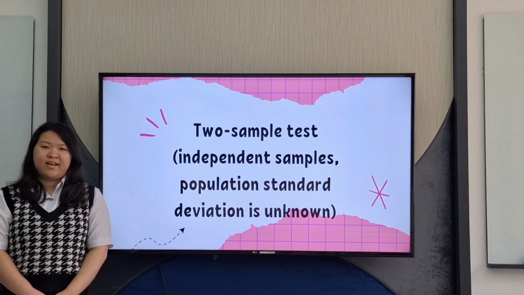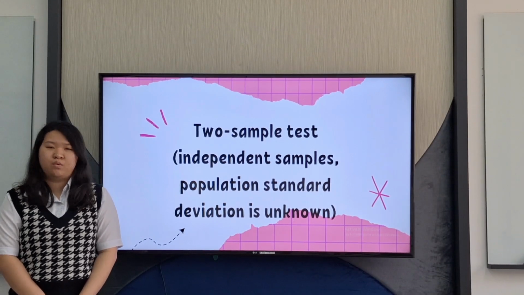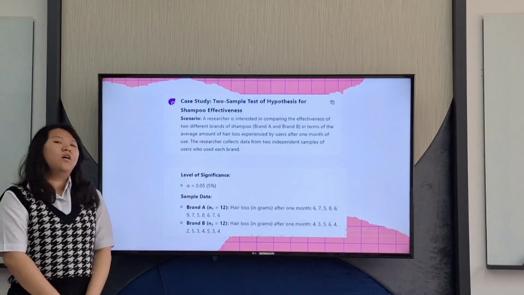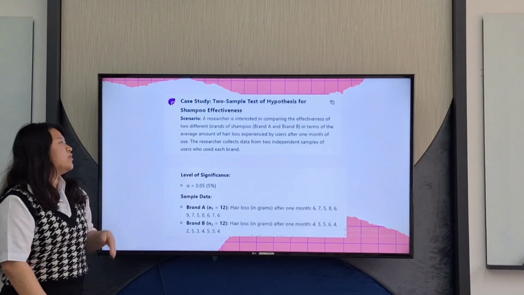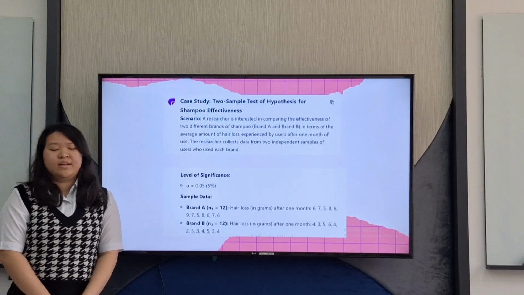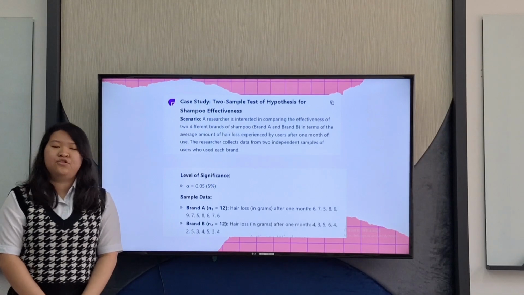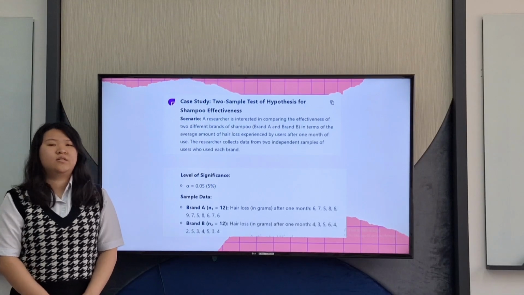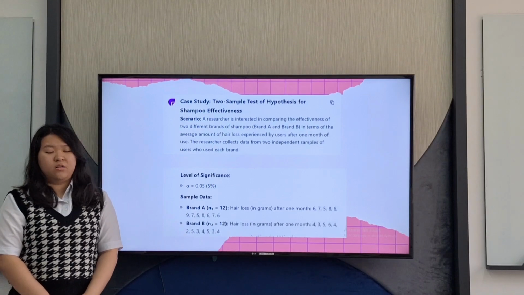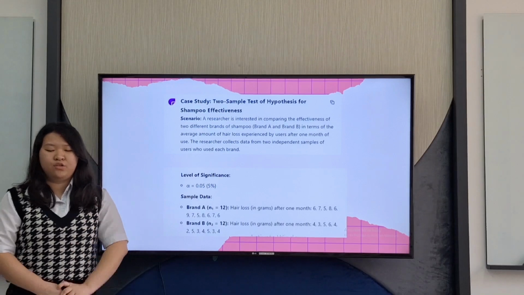Okay, so for the next case, it is about two sample tests with independent samples and the population standard deviation is unknown. This is the case study which is about shampoo effectiveness. And the scenario is a researcher is interested in comparing the effectiveness of two different brands of shampoo, brand A and brand B, in terms of the average amount of hair loss experienced by the user after 1 month of use.